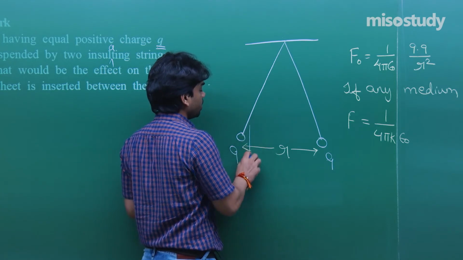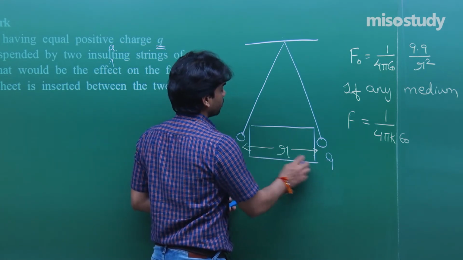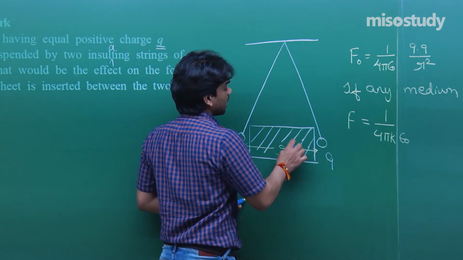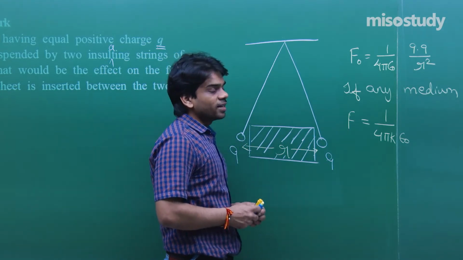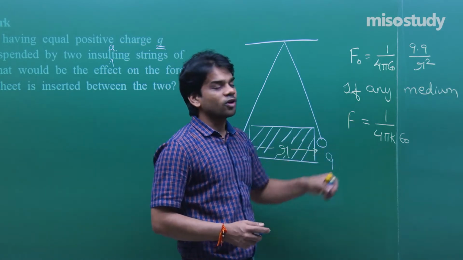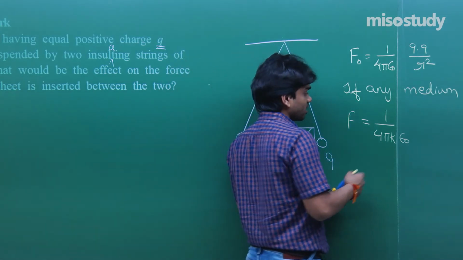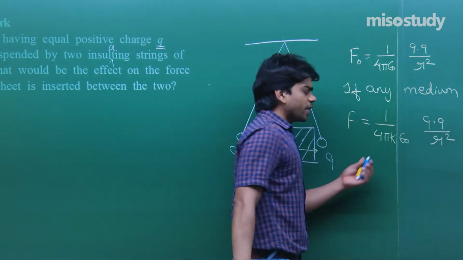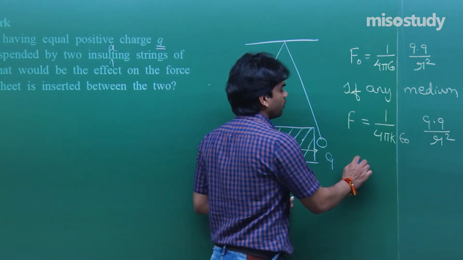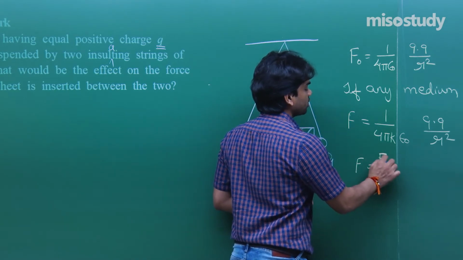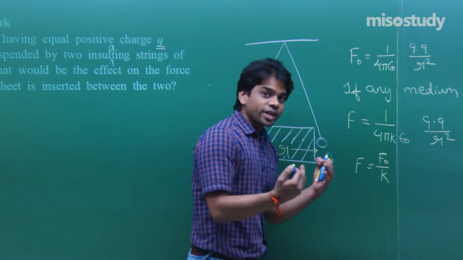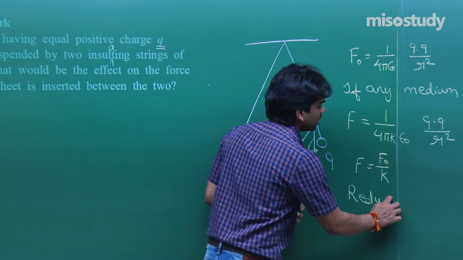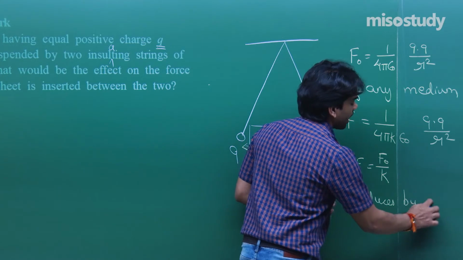If I insert a medium like, say, plastic between the charges, I'll be using a dielectric constant. I will divide the original force with the dielectric constant K of the medium, and I will write the rest of the equation as it is, Q into Q by R square. It's very simple. We find that this final force F is equal to F naught by K, that is, force reduces by a factor K. So just a simple line will be the answer. It reduces by a factor K.